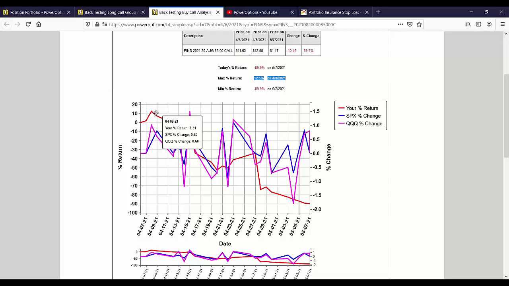But in this case, this option never hit the gain that I wanted to close it or to consider rolling it. And at this point here, I would have stopped it because it hit my trigger April 19th when it was at that 40, 44, 45% loss.